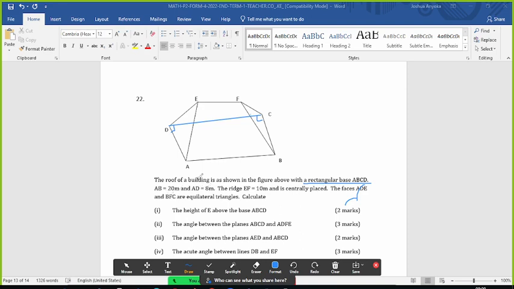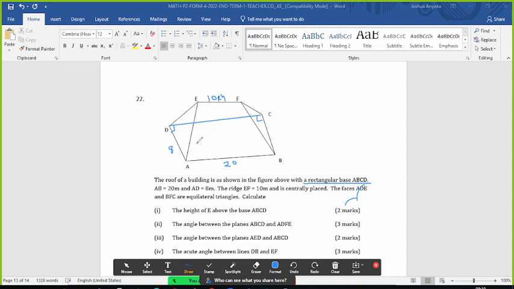AB is 20 centimeters. AD is 8 centimeters. The ridge EF, which is 10 meters, is centrally placed. It means that it defines centrally placed.